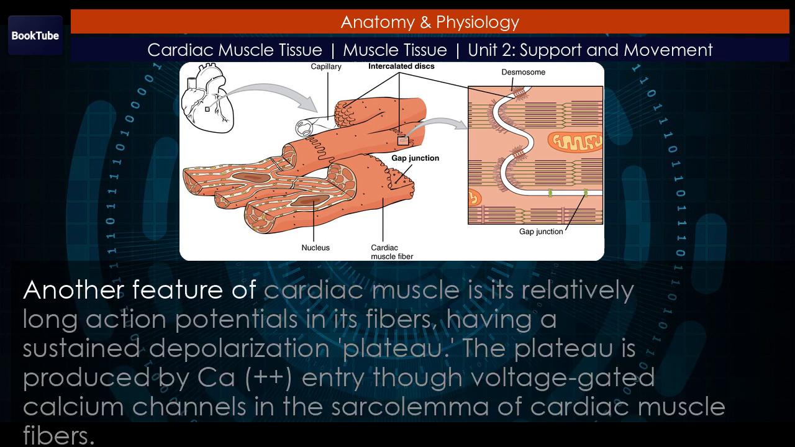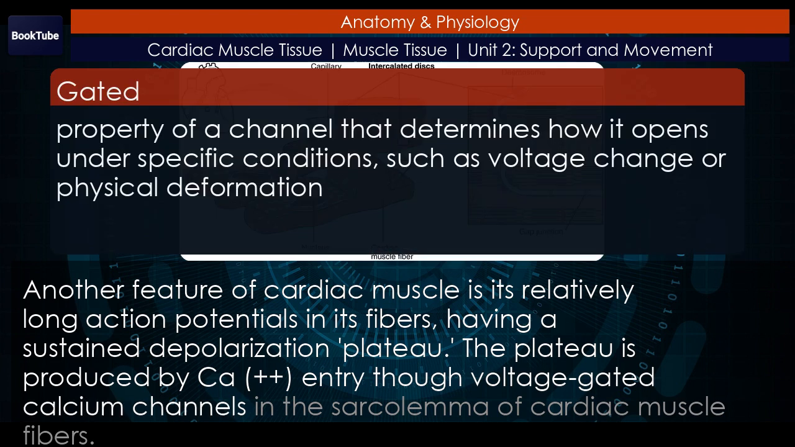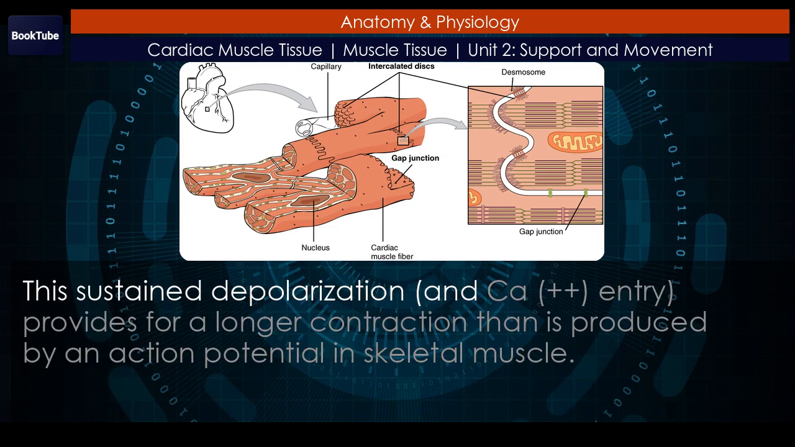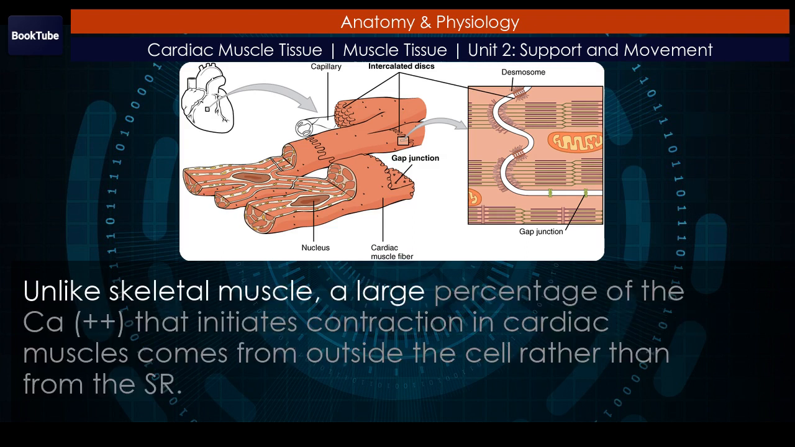Another feature of cardiac muscle is its relatively long action potentials in its fibers, having a sustained depolarization plateau. The plateau is produced by Ca++ entry through voltage-gated calcium channels in the sarcolemma of cardiac muscle fibers. This sustained depolarization and Ca++ entry provides for a longer contraction than is produced by an action potential in skeletal muscle. Unlike skeletal muscle, a large percentage of the Ca++ that initiates contraction in cardiac muscles comes from outside the cell rather than from the SR.